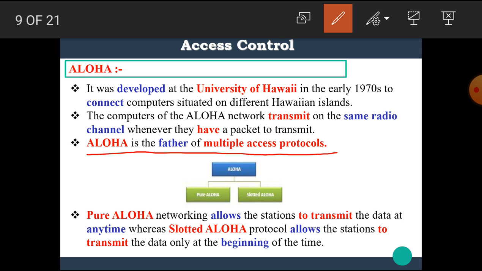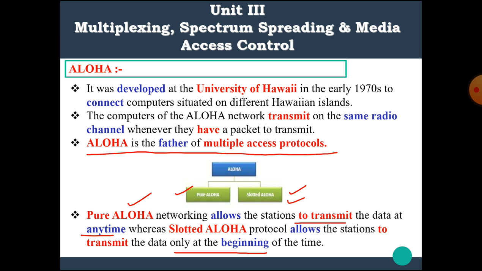There are mainly two types of ALOHA. The first one is pure ALOHA and the second is slotted ALOHA. Pure ALOHA allows the stations to transmit the data at any time, whereas slotted ALOHA allows the station to transmit the data only at the beginning of the time slot. That means in pure ALOHA, we can transmit the data at any instant of time, and in slotted ALOHA, we can transmit the data during the proper slots of time or at the beginning of the time.